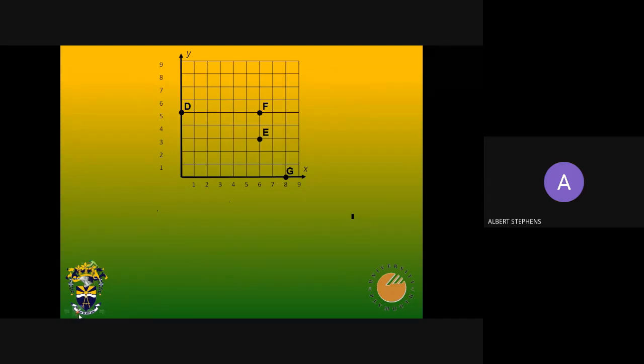Now, I wanted somebody to tell me, first of all, points. How do we write a point? Basically, the first value is the X value, and the second value is the Y value. So for example, let's look at point F.